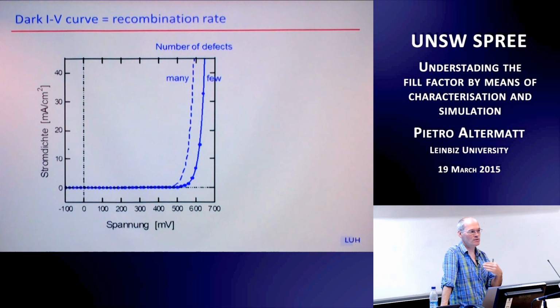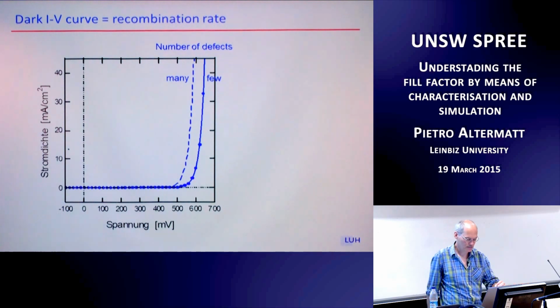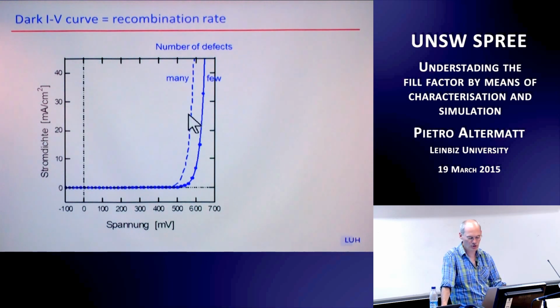This is the most direct reason I find to understand why a solar cell has an IV curve like this. When you have many defects, you get more current at a given voltage. And if you have just a few defects, say with a Schottky-type emitter, you get very little current at a given voltage.